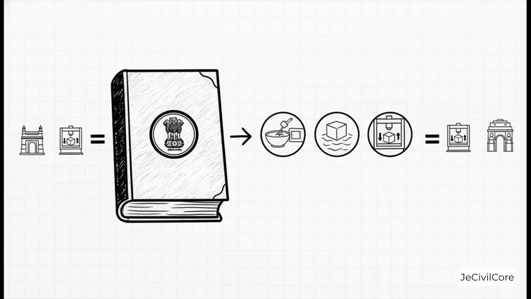Now, why is this so important? It's all about consistency. It ensures that a test done in Mumbai gives the exact same type of result as a test done in Delhi. It removes all the other variables, so we are purely measuring the inherent strength of the concrete mix itself. And that consistency is absolutely non-negotiable for safety.